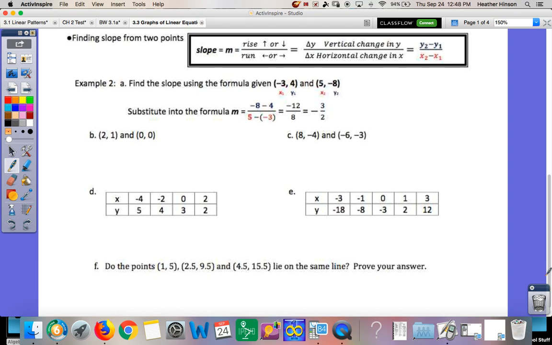Okay, for the next part, we're going to be finding our slope, and we're going to be given 2 points. So your slope is your rise over run. This just means it's your vertical change in y over your horizontal change in x. So that triangle with the y, it's delta y over delta x, that just means your change in y over change in x. So we put our y's on top and we subtract them. Then we put our x's on the bottom and subtract those.